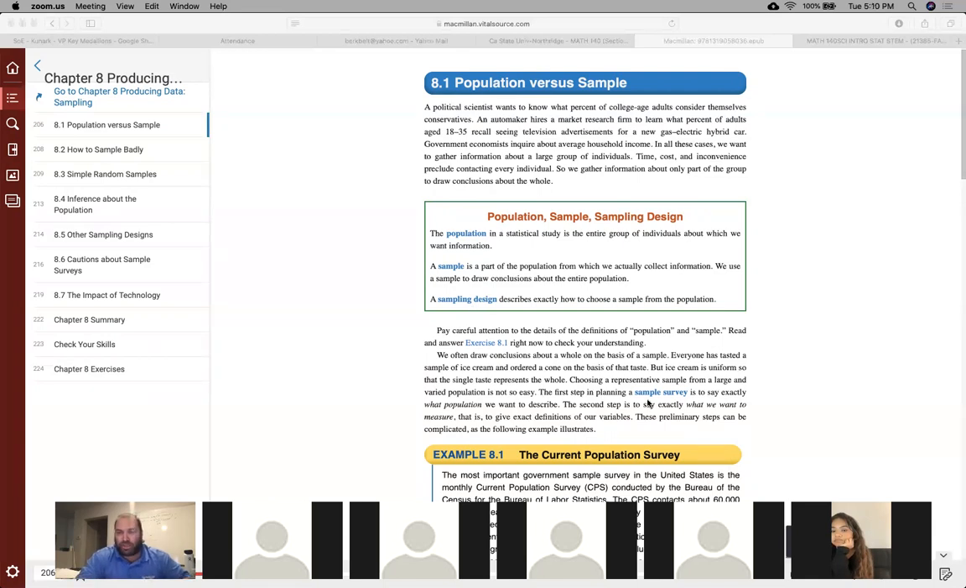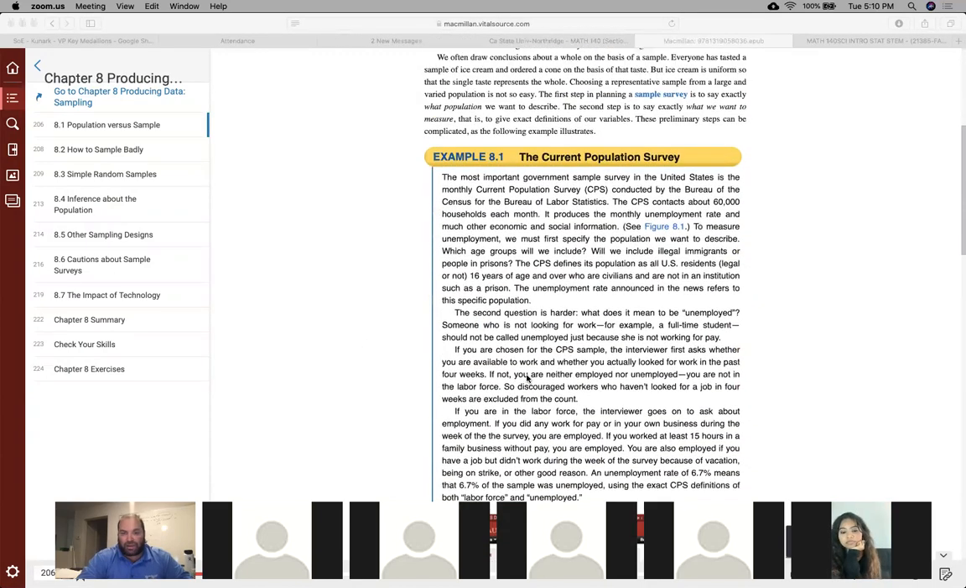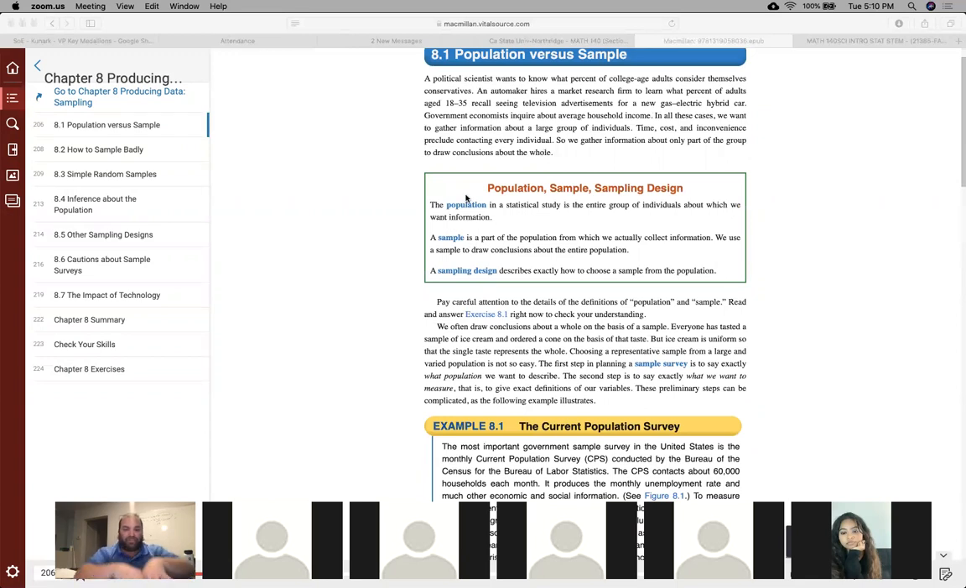There are multiple ways of choosing your sample, as we're going to see in 8.2, how to sample badly. Then we'll have other sections on different types of samples. But right now, three things: the population is everyone, the sample is the part that you get, and the sampling design is your approach to how you got your sample.